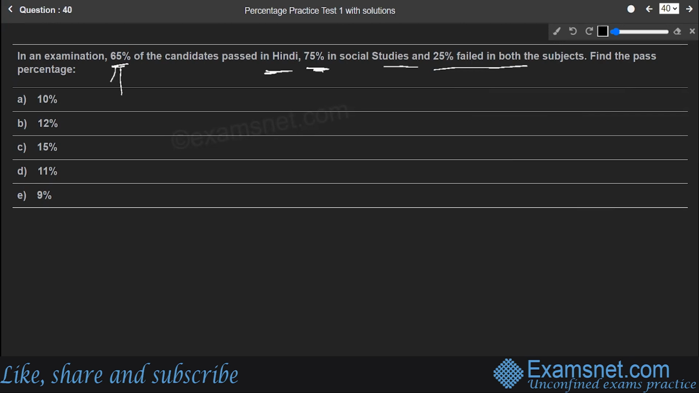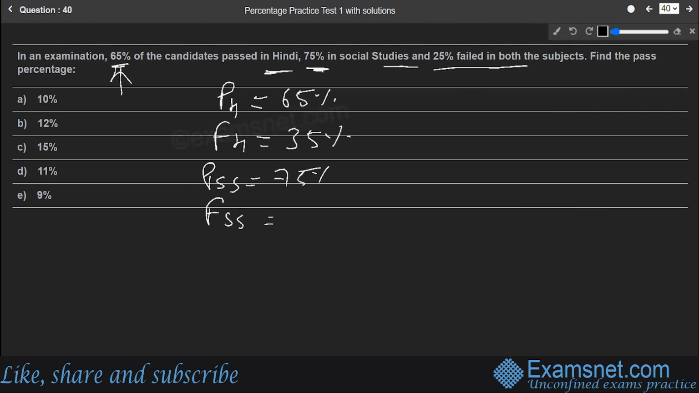In an examination, 65% of the candidates passed in Hindi. So if the passing percentage in Hindi is 65%, then the failing percentage in Hindi will be 100 minus 65, that is 35%. This is the data of only Hindi. Similarly, how many people have passed in social science is 75%. So failing people in social science will be 100 minus 75, that is 25%. So we are actually calculating the failing data and we will make use of it. That will be rather easy.